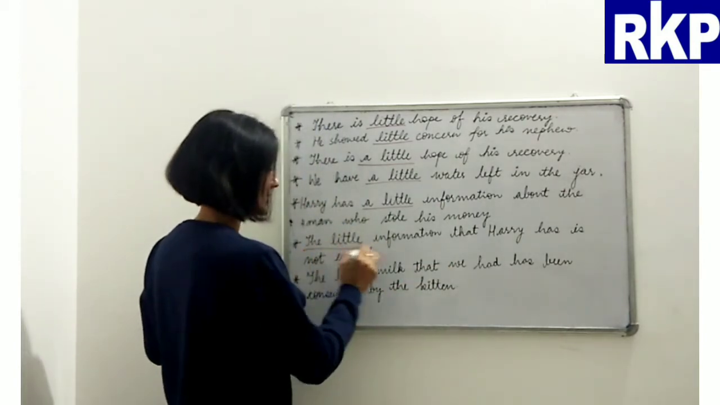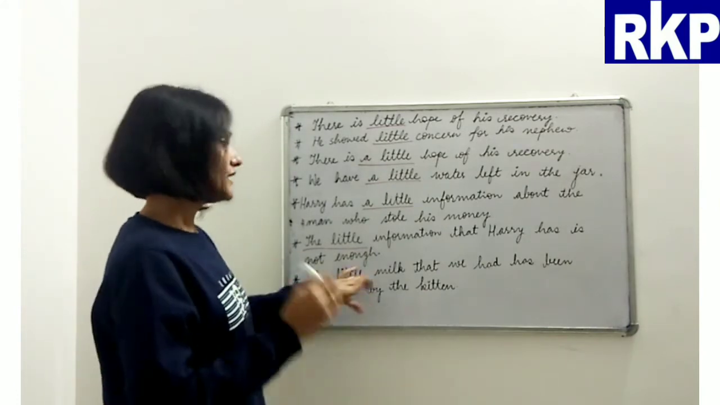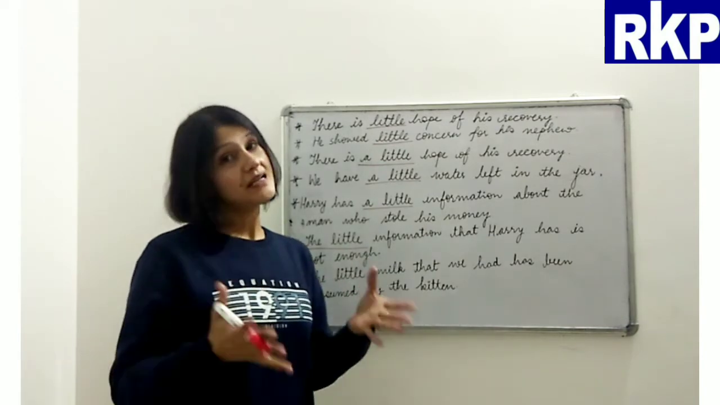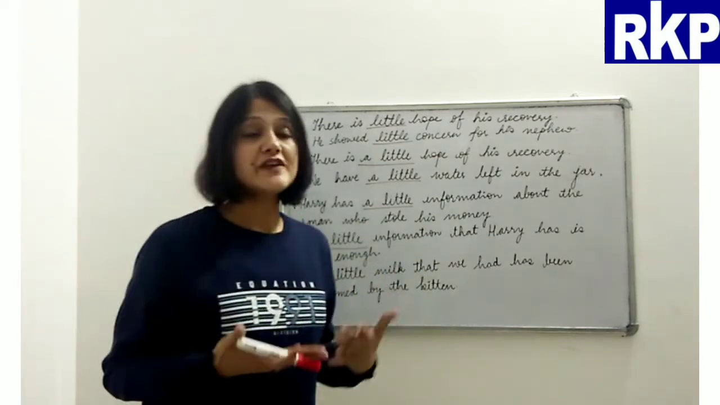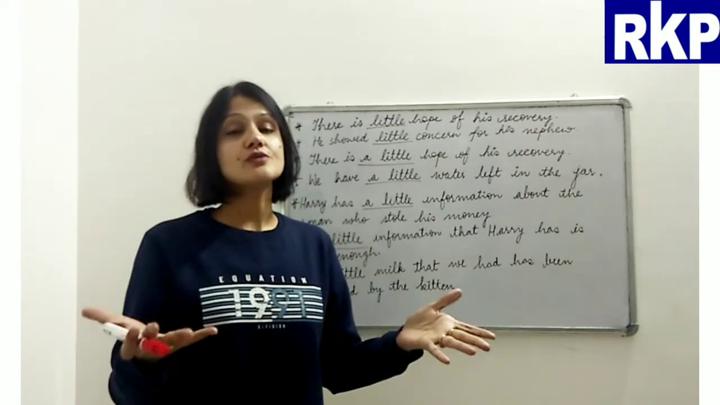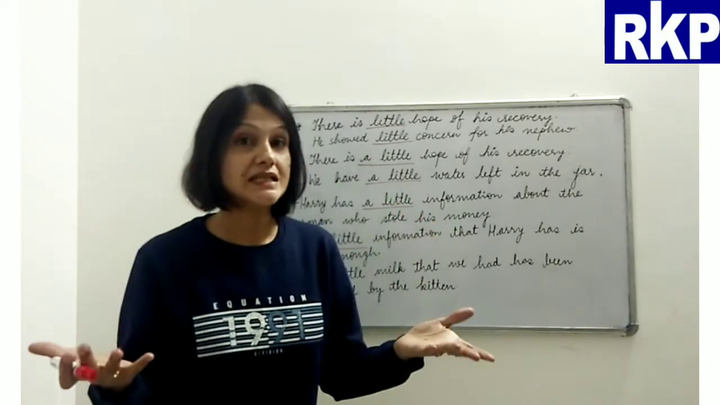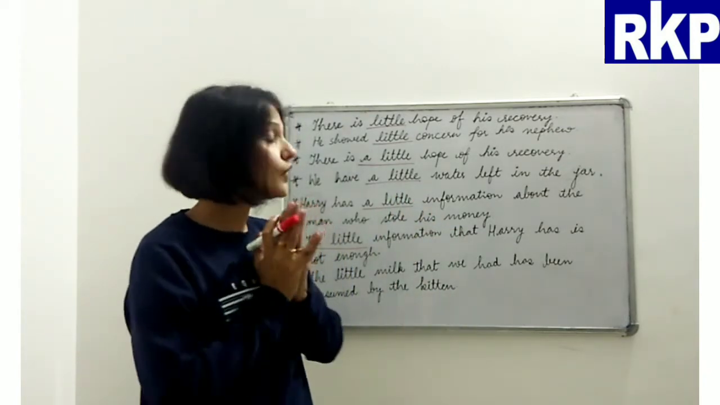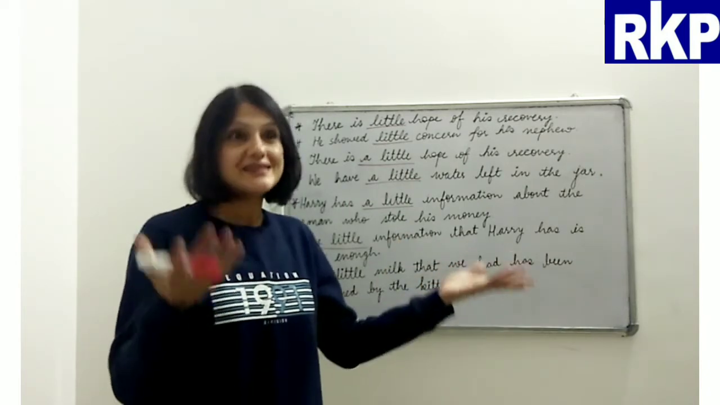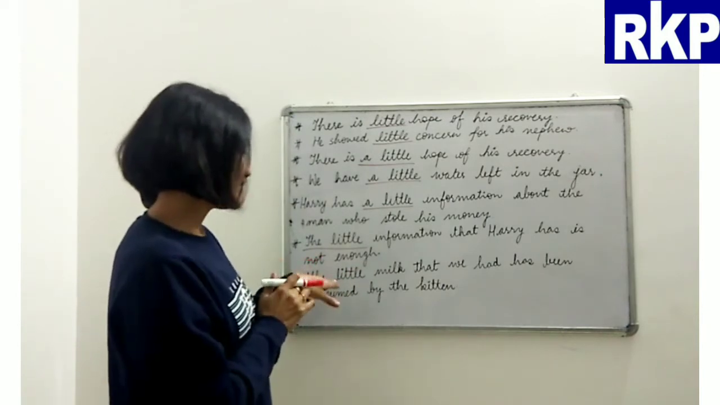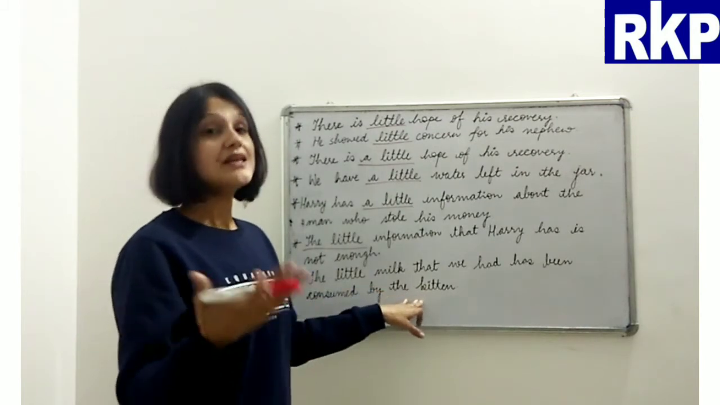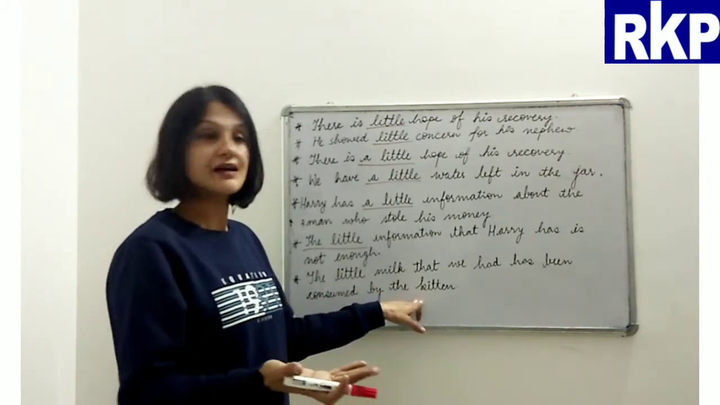So the little milk that we had has been consumed by the kitten. My friends and I are planning to have tea now, but when I asked my friend to make tea, she said the little milk that we had has been consumed by the kitten. She has a pet kitten in her house, right?